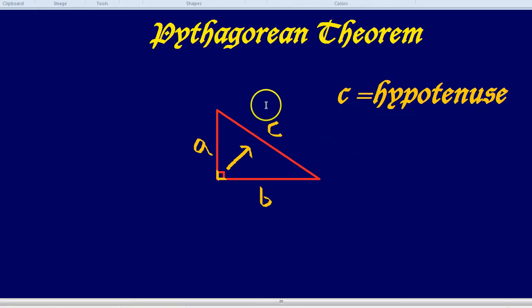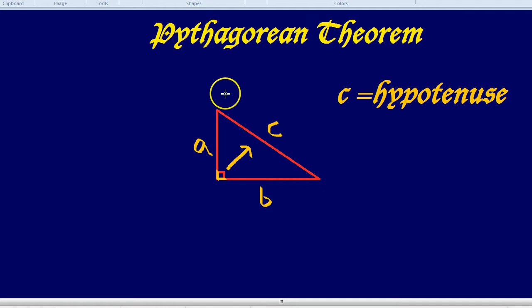What is the formula? Pythagoras, by the way, was a guy in ancient Greece about 2,500 years ago. He didn't actually invent it, but he popularized it. He spread it around. It actually was the Babylonians who invented this. It goes back a long, long way.